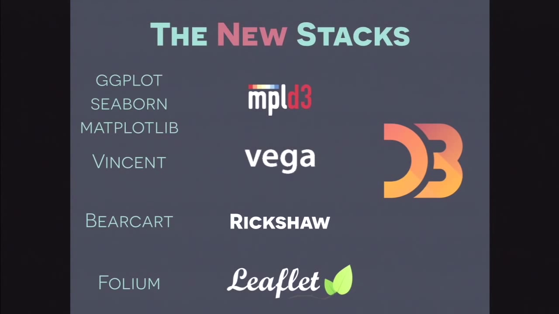So that's great. I wrote the Vincent library. What Vincent does is it works through Vega, which is another wrapper library of D3. And Vega takes a JSON spec, and based on this declarative JSON spec, you can render a chart.